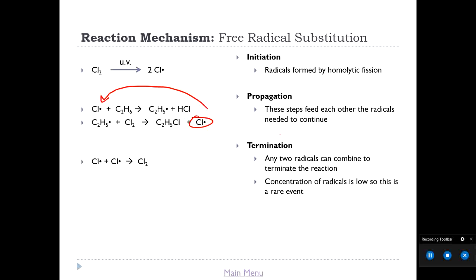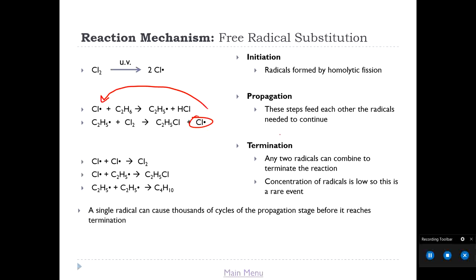Basically, for termination, we take any 2 radicals and combine them. We could have the combination of 2 chlorine radicals to make chlorine, a chlorine radical and an ethyl radical to make chloroethane, or 2 ethyl radicals to make butane. These are 3 different terminations that we can have.